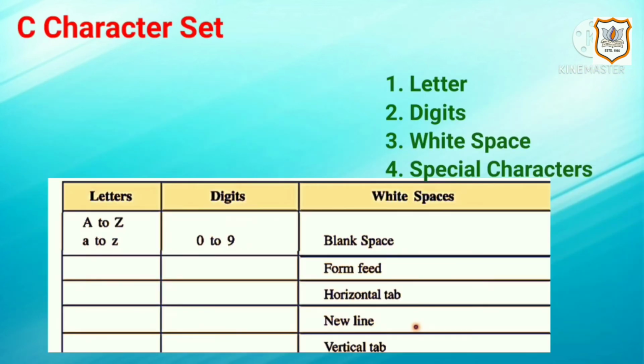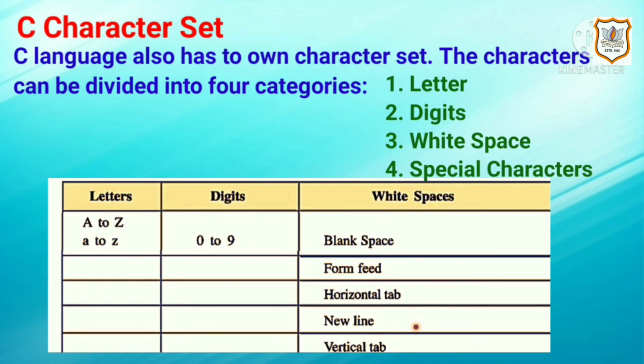Next topic is the C character set. C language has its own character set. The characters can be divided into four categories: first, letters; second, digits; third, white spaces; and fourth, special characters. This table shows the letters, digits, and white space categories. In the letters category come capital A to Z and small a to z, in the digits category come 0 to 9, and in the white space category come blank space, form feed, horizontal tab, new line, and vertical tab.